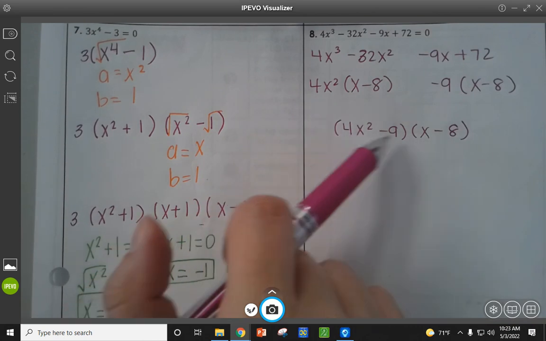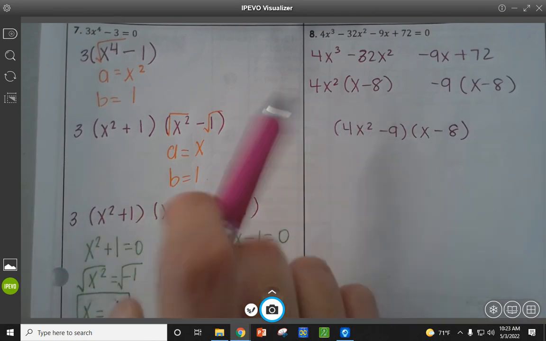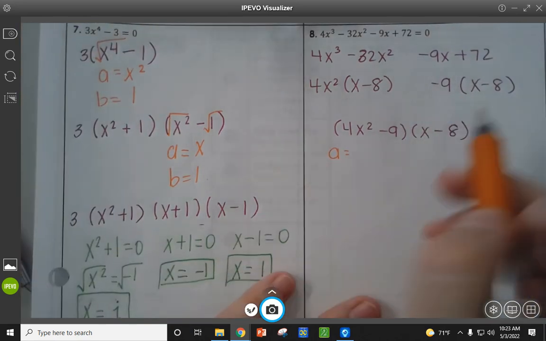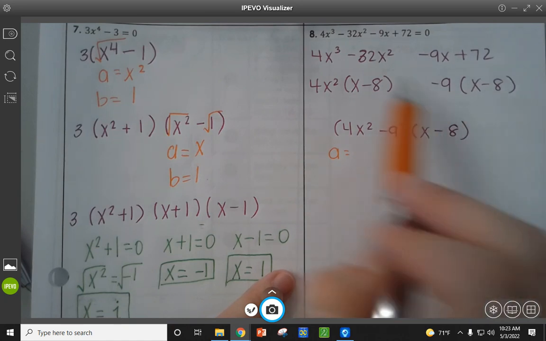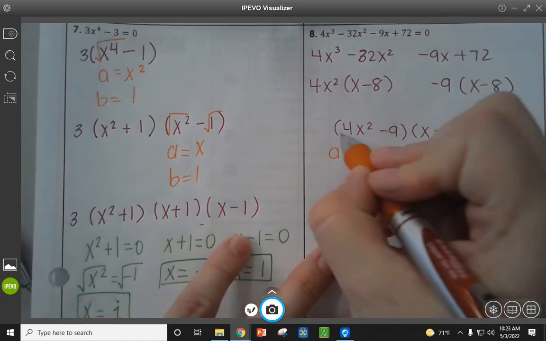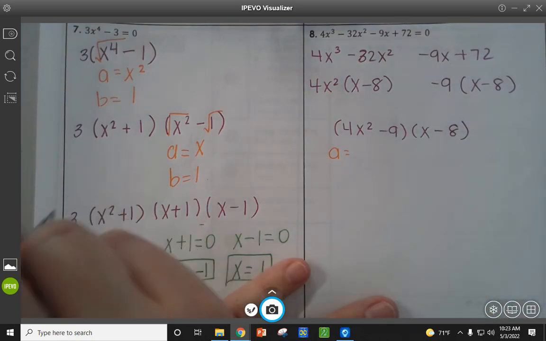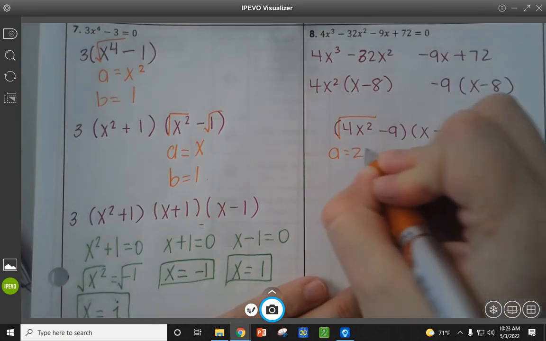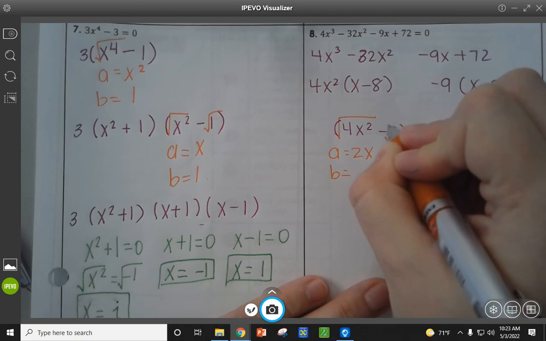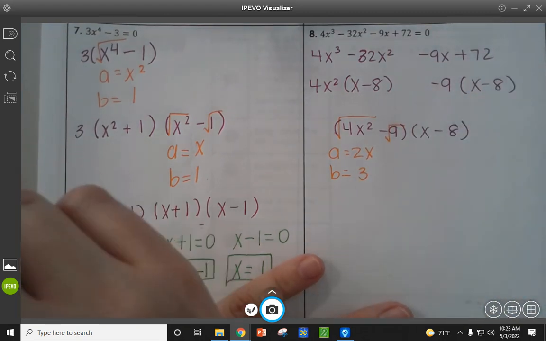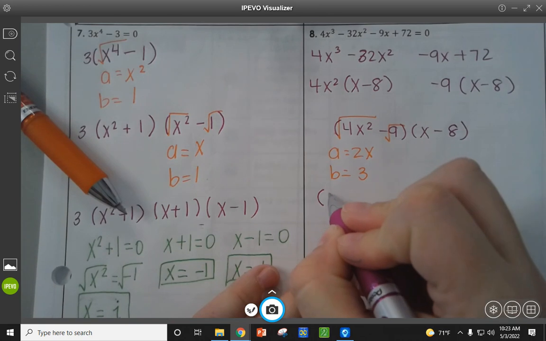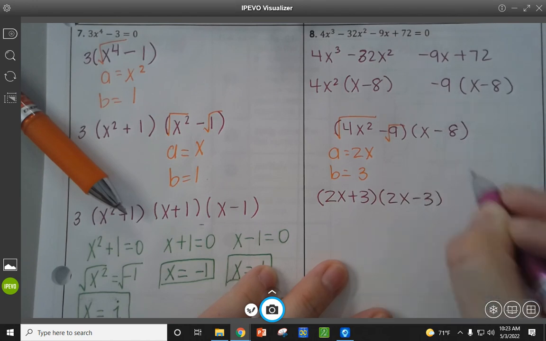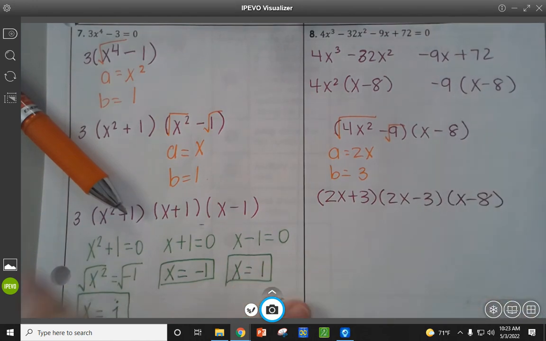This one is a difference of squares because everything in that is a perfect square. So you picked the two GCFs and then put them in a set of parentheses, and then what was left in the parentheses goes in this other one. So then we're doing a difference of squares. The square root of 4x squared is 2x, and the square root of 9 is 3. So this is 2x plus 3, 2x minus 3, and also x minus 8.